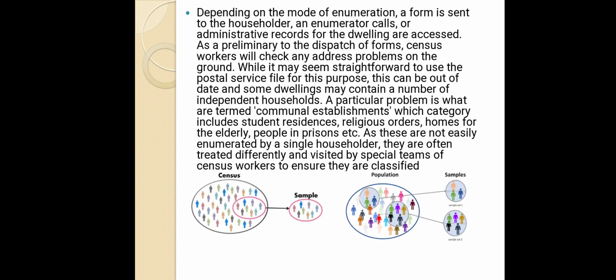Depending on the mode of enumeration, a form is sent to the householder, an enumerator calls, or administrative records for the dwelling are accessed as a preliminary to the dispatch of forms. Census workers will check any address problems on the ground. Down in the picture, we can see the whole amount taken in the census, and if we pick out a few people, that is called a sample. On the right side of the image, you can see the population. In that, we are taking two groups as samples: sample set 1 and sample set 2.